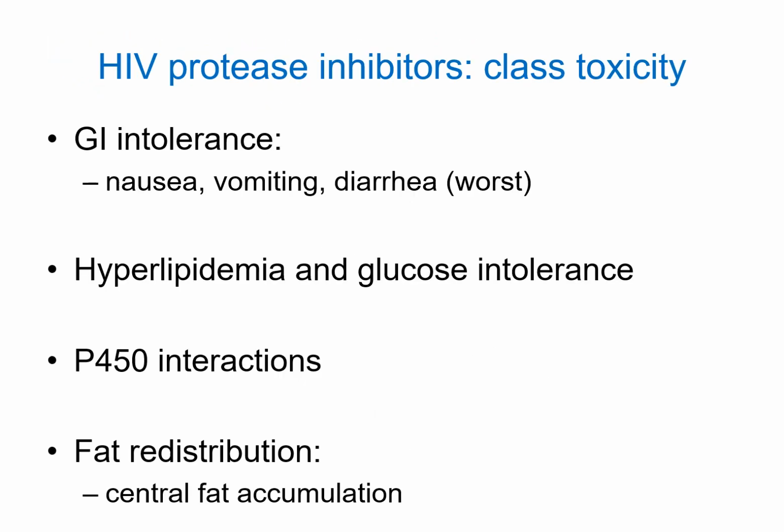Those are protease inhibitors. We have class toxicity: GI intolerance, diarrhea, which is probably the worst, and sometimes accidents may happen. Also, we have hyperlipidemia and glucose intolerance. Also, we have CYP interaction, and also fat redistribution, central fat accumulation. So you see very similar toxicities, and again, we give those drugs in combinations, as you will see in a few slides from now.